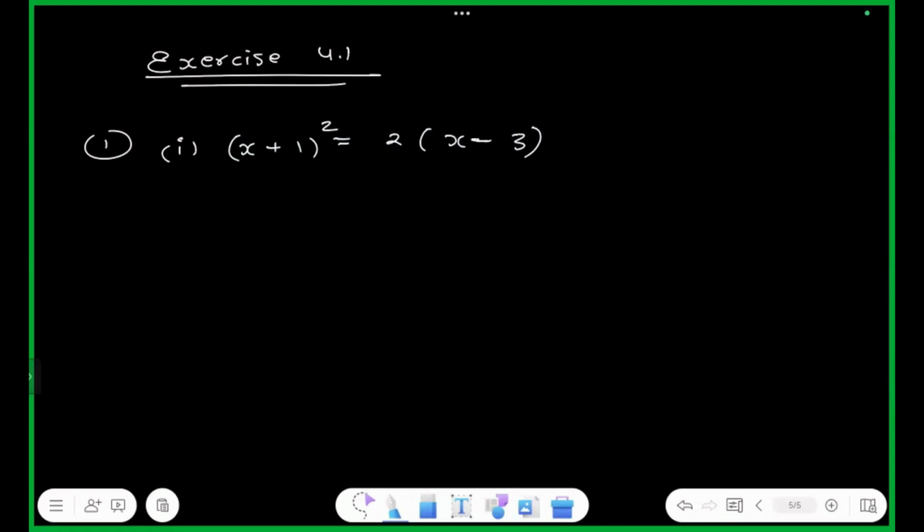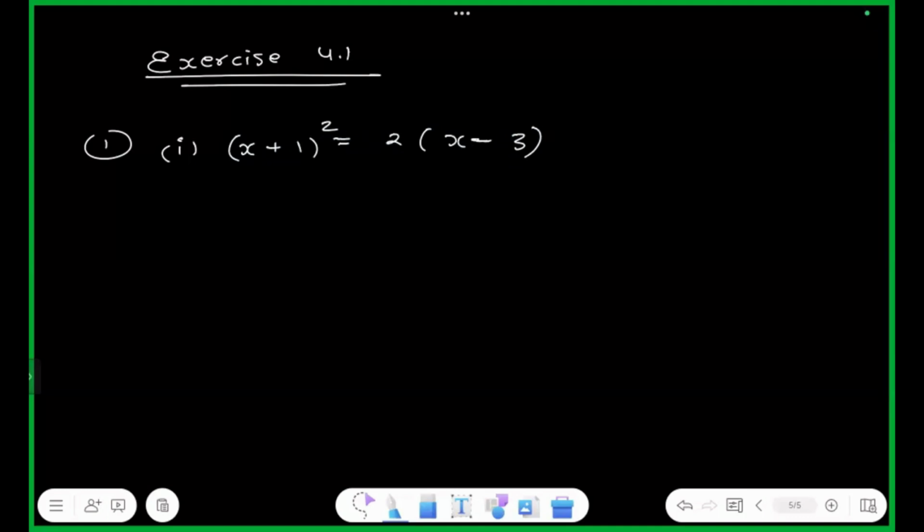Now we will start exercise 4.1. In exercise 4.1, question number one is asking us to check whether the following are quadratic equations. Our first equation is (x + 1)² = 2x − 3.